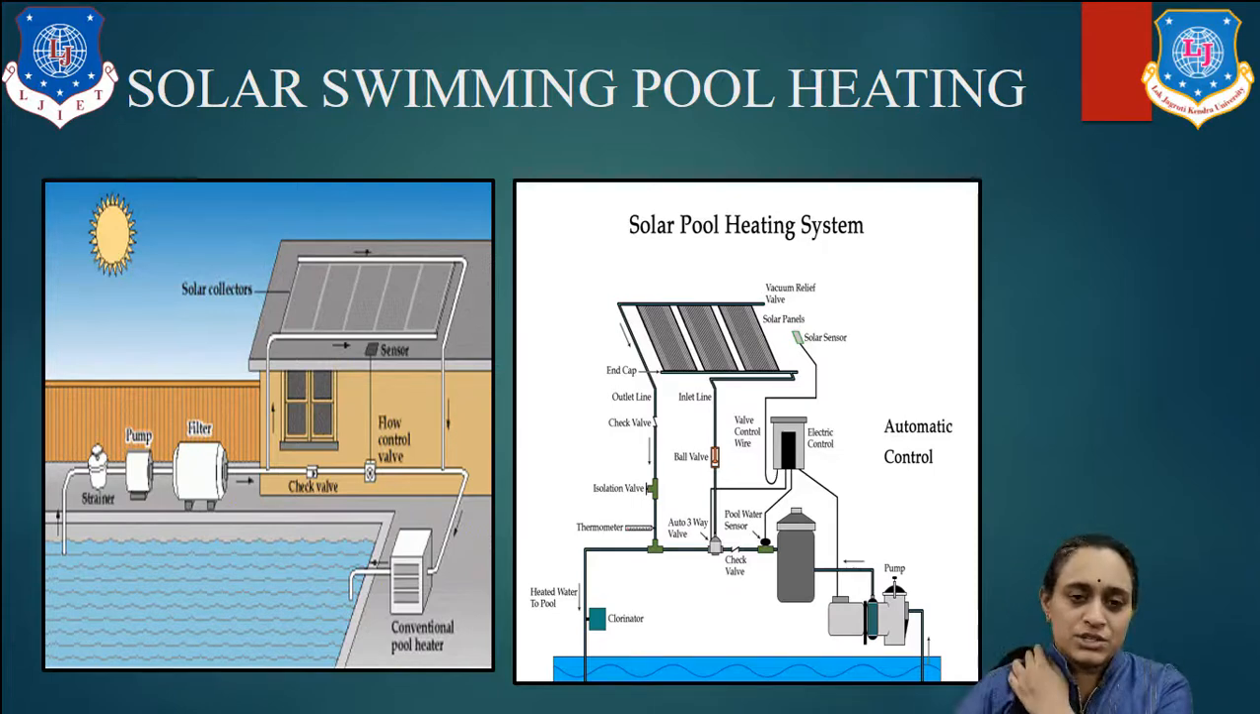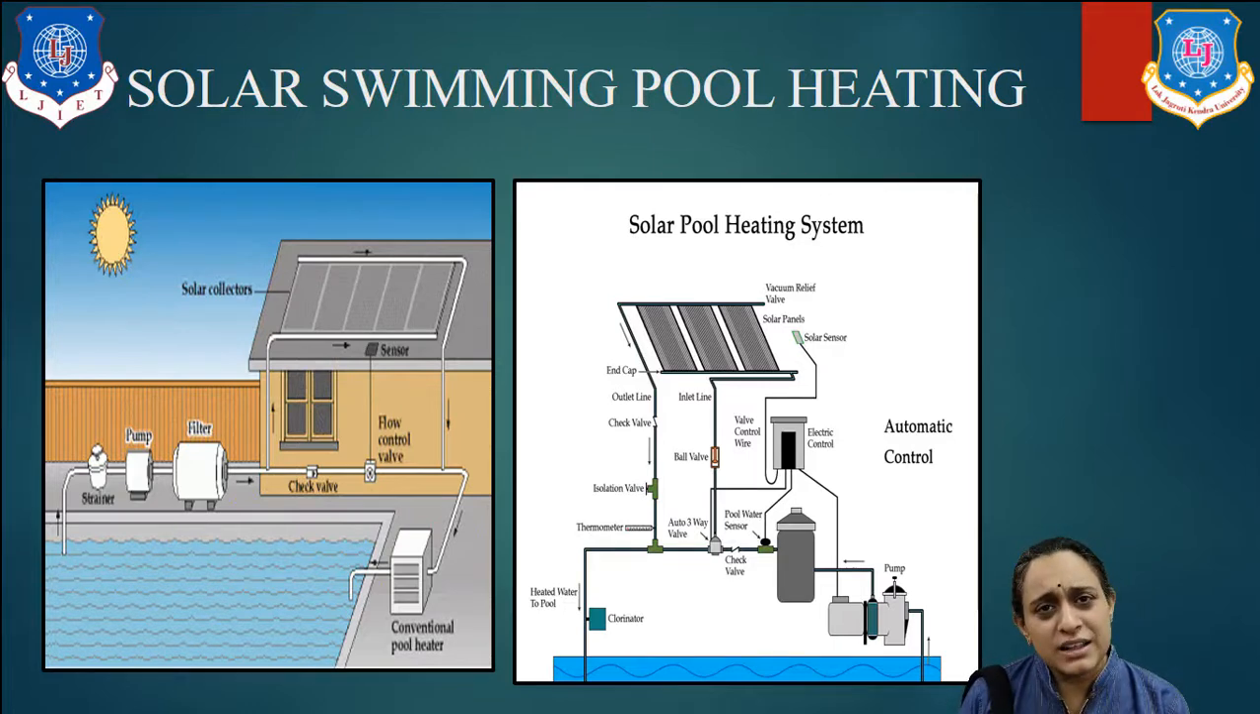For the lower temperature, a simple solar collector with a high efficiency is used. Because for bathing or swimming, we only require a maximum of 30 degrees centigrade. If it is more than that, it may burn our skin. The main advantage of solar swimming pool heating is that it does not require any heat storage system, because the pool water itself works as a heat storage medium.